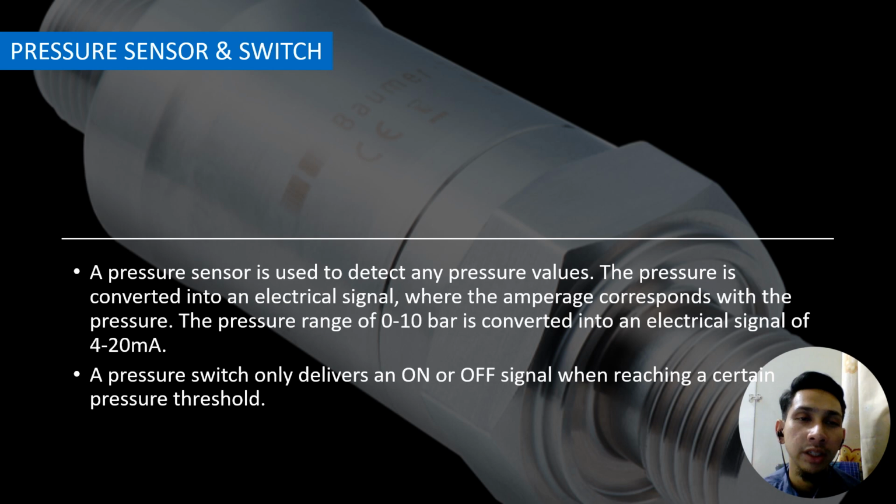For the pressure sensor and switch, a pressure sensor is used to detect any pressure values. The pressure is converted into an electrical signal where the amperage corresponds with the pressure. The pressure range of 0 to 10 bar is converted into an electrical signal of 4 to 20 milliampere. A pressure switch only delivers an on or off signal when reaching a certain pressure threshold.